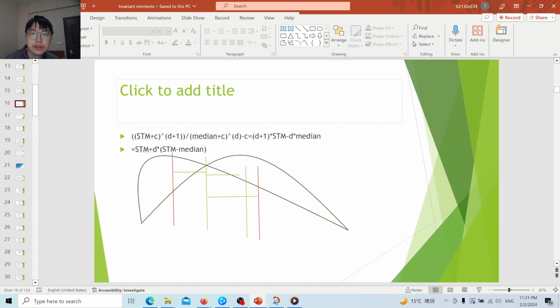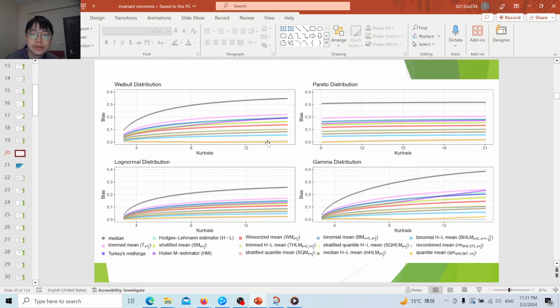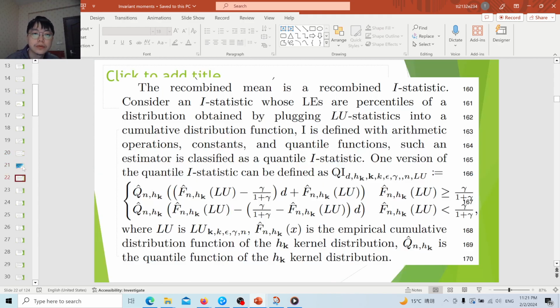saying that if we set the d as a constant, then the resulting structure will be very invariant, consistent to the mean. The bias is relatively invariant, although not very strictly invariant, for most common unimodal distributions over high kurtosis. And for the recombined I statistics, we can modify it: instead, we can plug the LU statistics into the cumulative distribution function, and then we can construct a quantile I statistics.